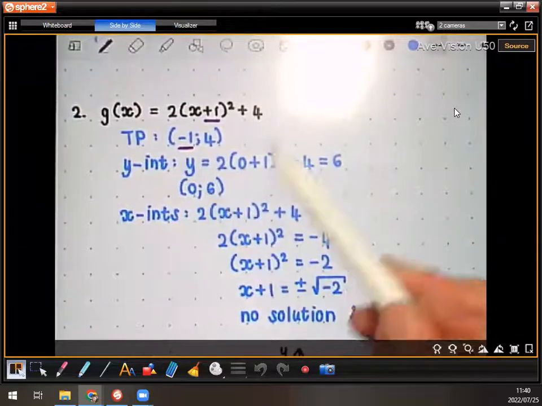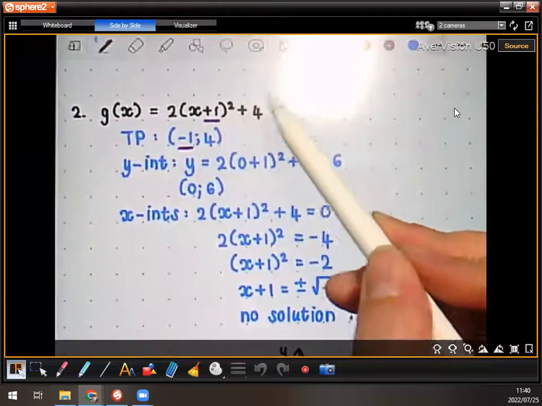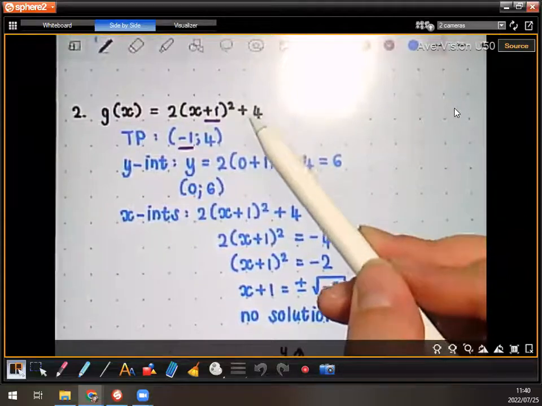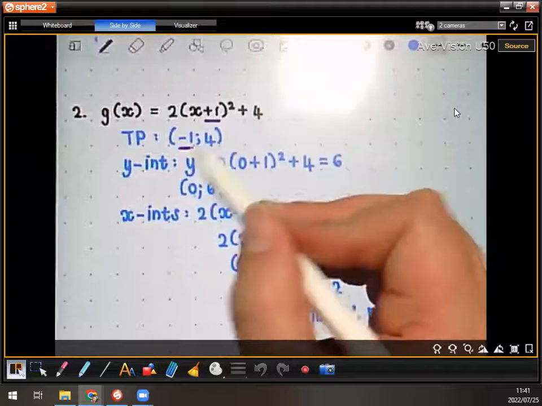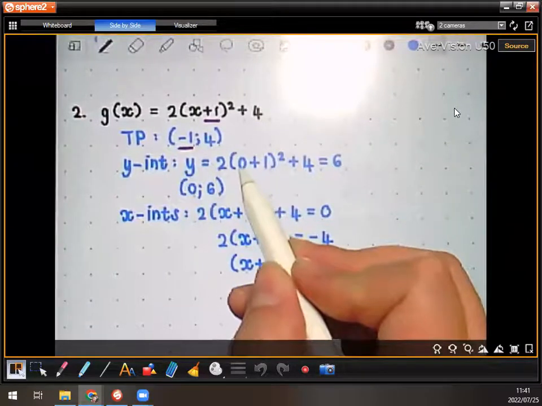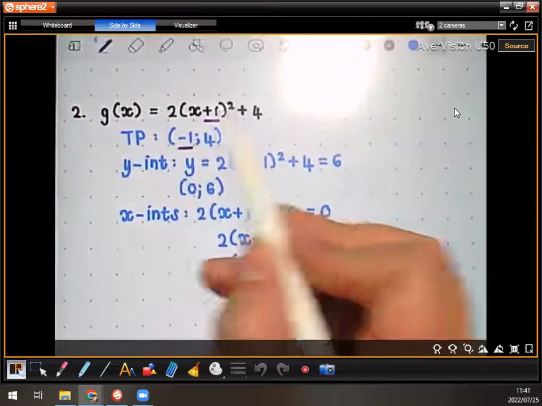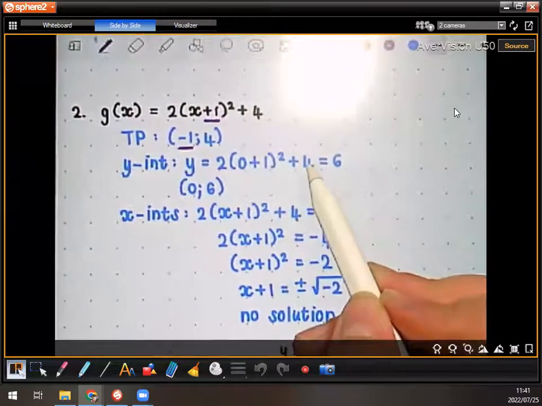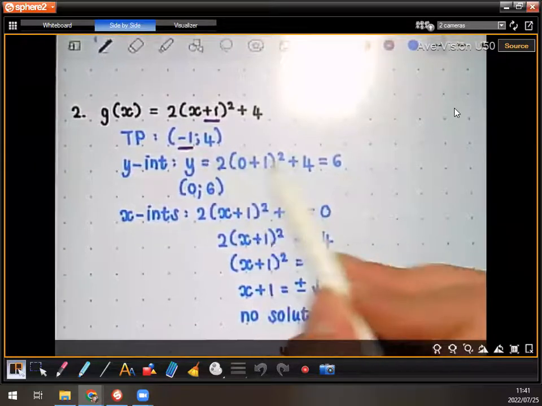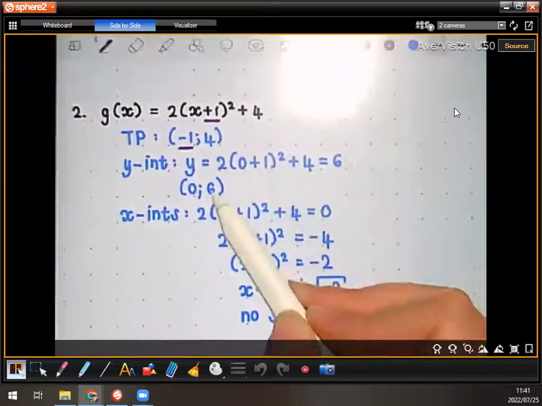Now for the y-intercept, like I said, you can't just say the constant term is the y-intercept. Remember, this 4 has to do with the turning point, not the y-intercept. So you have to make your x value equal to 0. In the equation, 2 times 0 plus 1 squared plus 4. You can just type that into the calculator. You don't have to show that. I'm going to write it down, and you'll get 6.